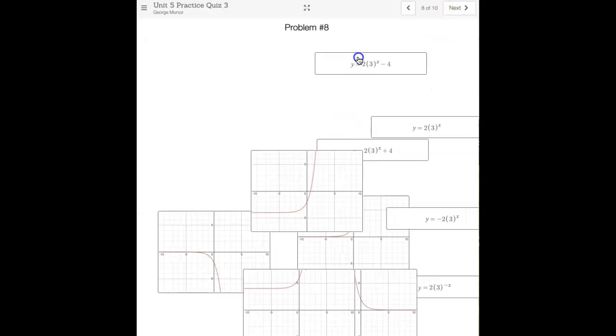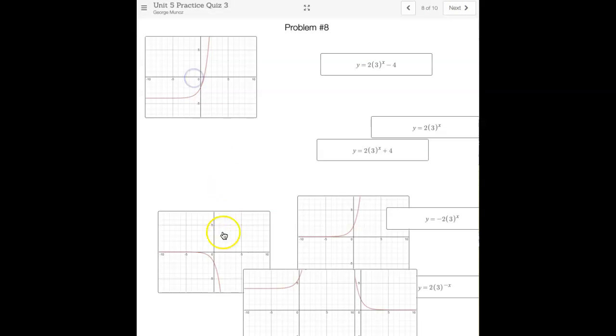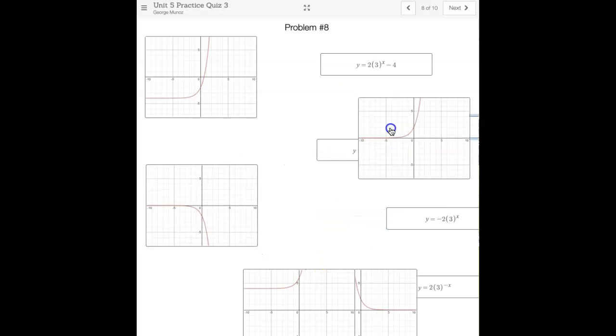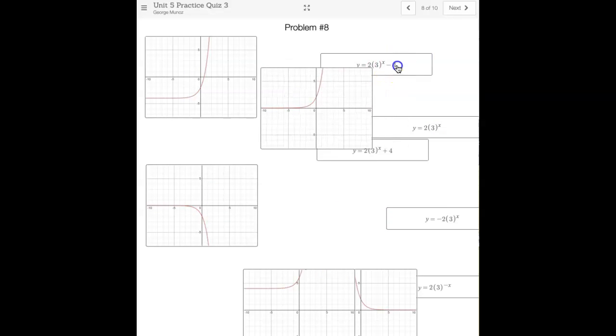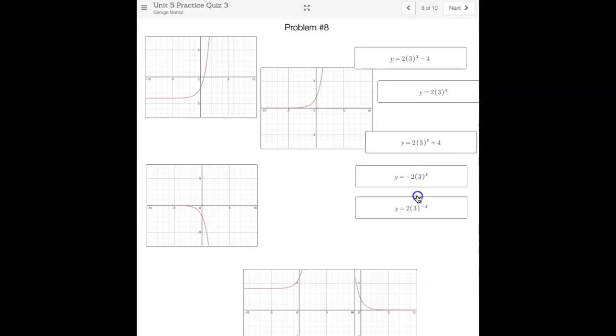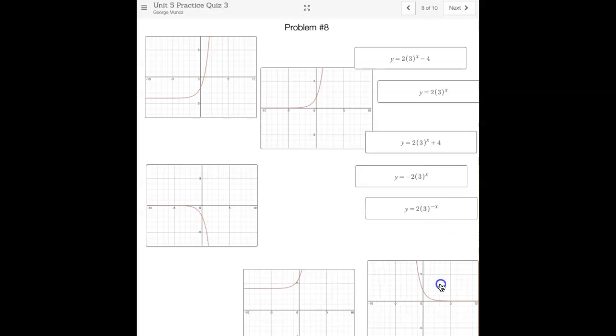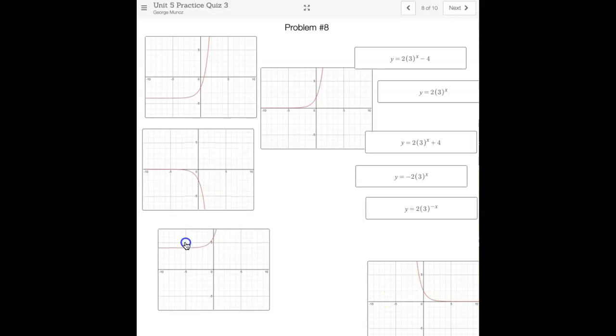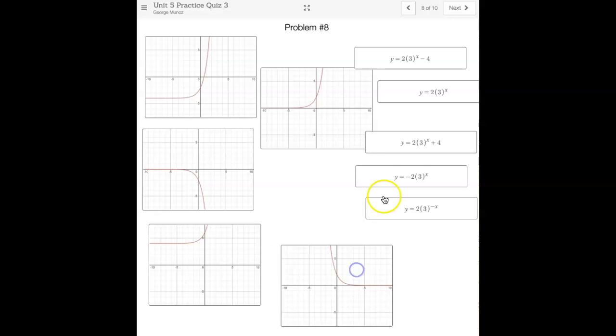Let's see, so number 8, we're supposed to be matching these here. Let's see what we got going on. Oh, whoops, that was an accident. Didn't mean to match those up. So I'm looking at all my equations, and I kind of have to decide what I have going on with my graphs. I can match those up with equations.